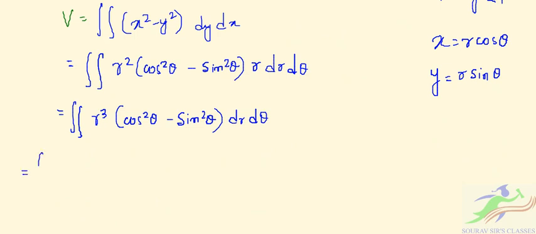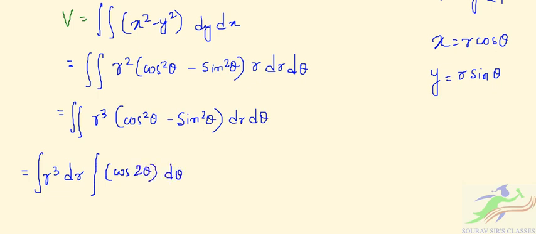So now take it as this r cube dr and this as cos square theta minus sin square theta, which is cos 2 theta, right? cos 2 theta d theta.